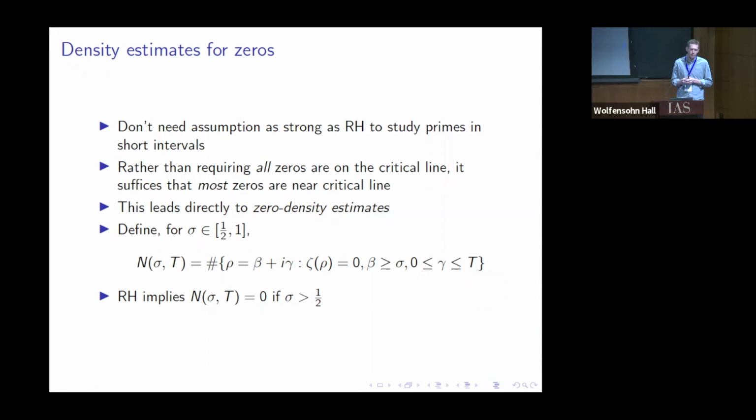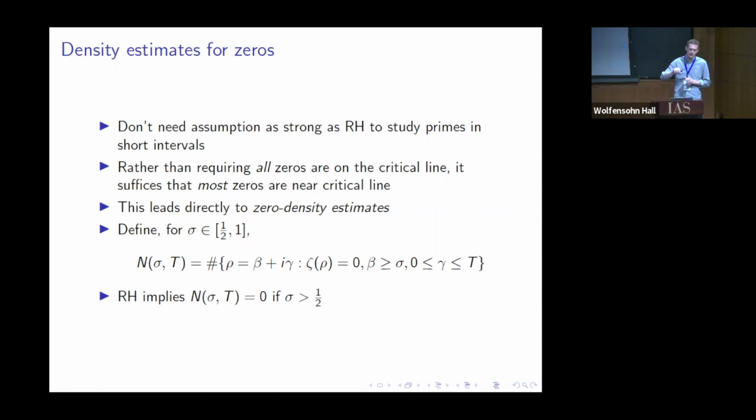So this leads directly to the idea of a zero density estimate, looking at how many zeros I can have far away from the critical line. The usual thing to define here is this N(sigma, T). So sigma will be something between 1/2 and 1. And I'm going to be counting zeros in a rectangle. I want zeros to have a real part at least sigma, so to the right of sigma, and then looking at them in height up to capital T. So it's a very skinny, very tall rectangle. And I want to count zeros in rectangles like this.